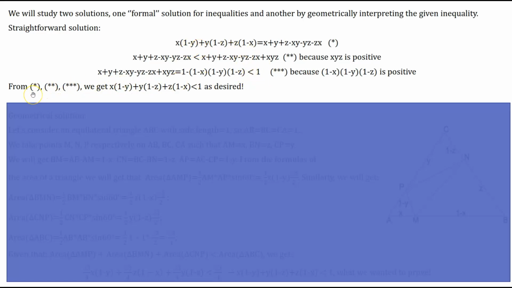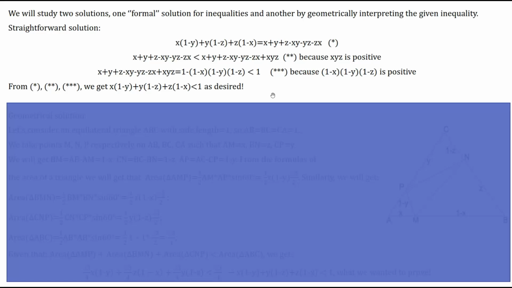So from combining expressions 1, 2, and 3, we get the desired result that x times (1 minus y) plus y times (1 minus z) plus z times (1 minus x) is smaller than 1, because as we said, this is equal to this, but this is smaller than this expression over here, and this expression itself is smaller than 1, which gives that this expression is smaller than 1, the desired result.